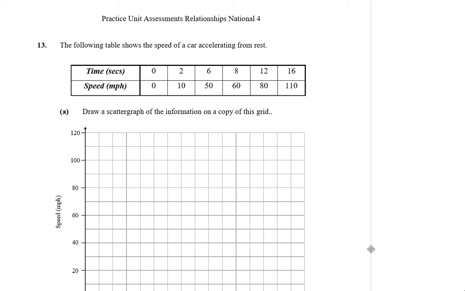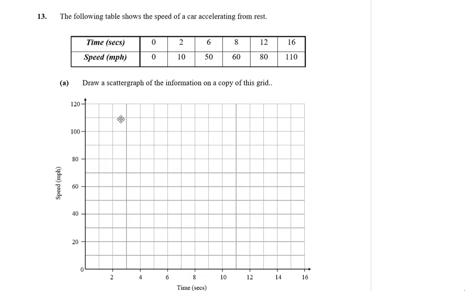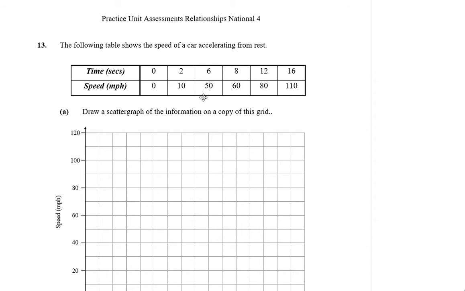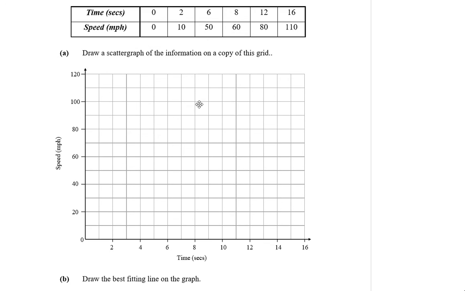The very last video on our practice assessment is the scatter graph. So we're given time and speed, and we have to draw our scatter graph. All that means is draw these points. We can see on the graph that time is on the x-axis and speed is on the y-axis. I'm just going to plot all these different points.